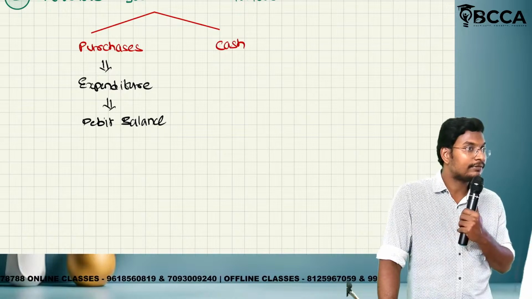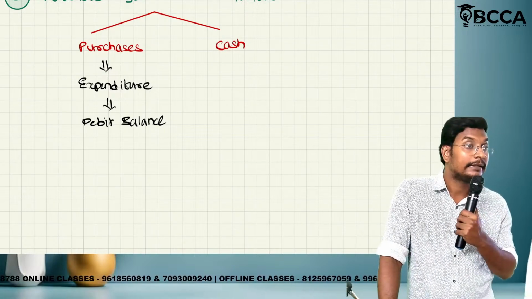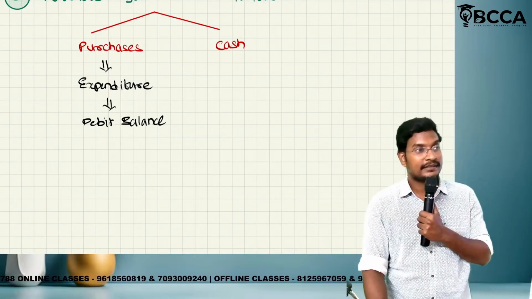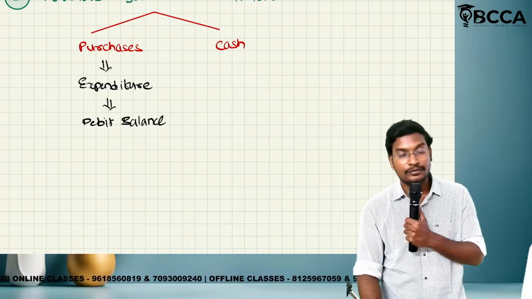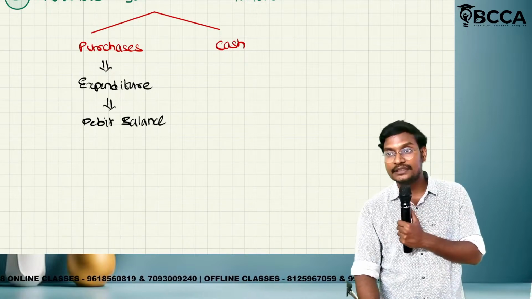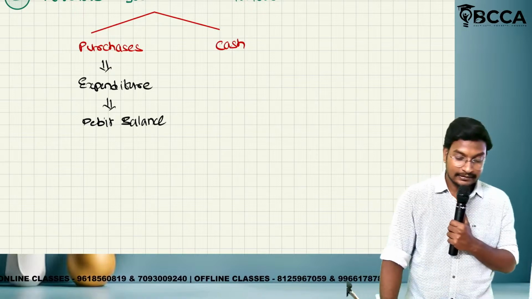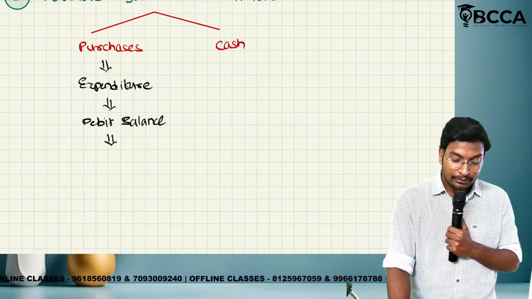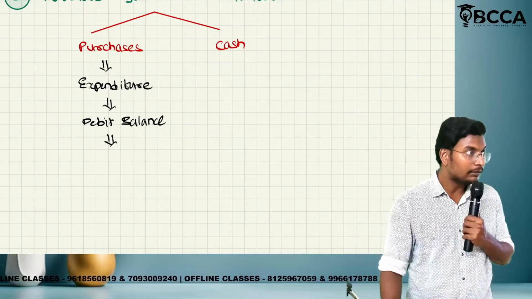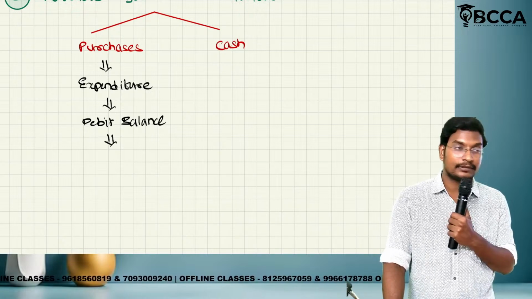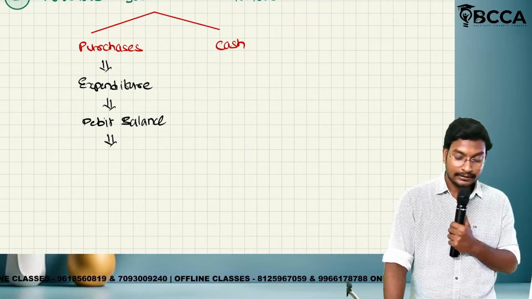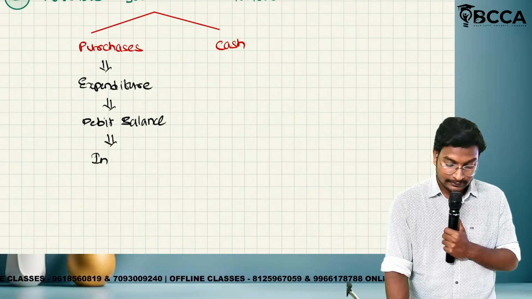Here the purchases value increases or decreases? Increases. Initially we did not have the purchases of goods. Now only we have purchased the goods. That means the expenditure increases. Increases means what do we have to do? We have to debit. The debit balance increases, so we have to debit.